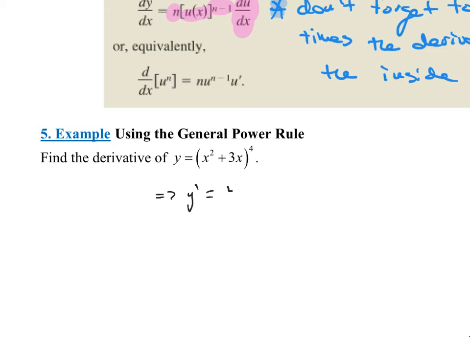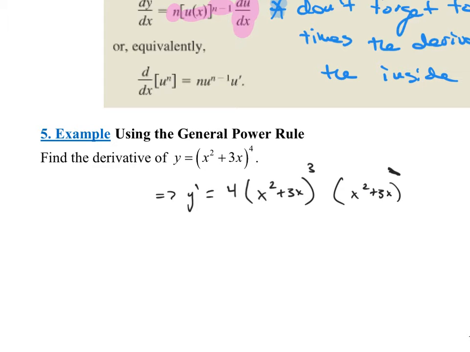Okay, so if we wanted to find y prime, we drop the power, 4, keep the inside exactly the same, x squared plus 3x, to the power minus 1. Well, 4 minus 1 would be 3. But then we have to remember to multiply times the derivative of this inside. So I use the prime notation. You could easily use du/dx, but this really helps me align it: I dropped the power, kept the inside the same to the power minus 1, and then I just have that u prime right there.